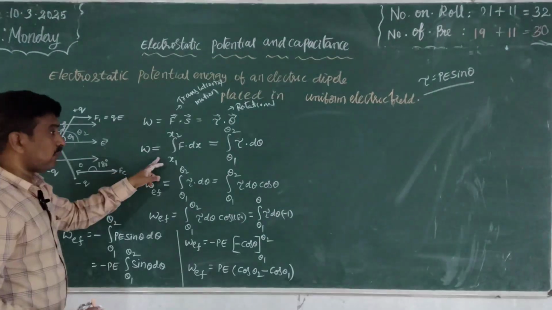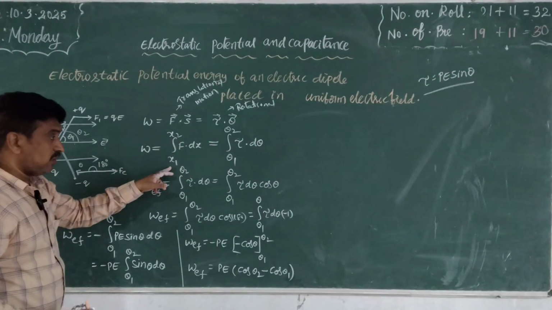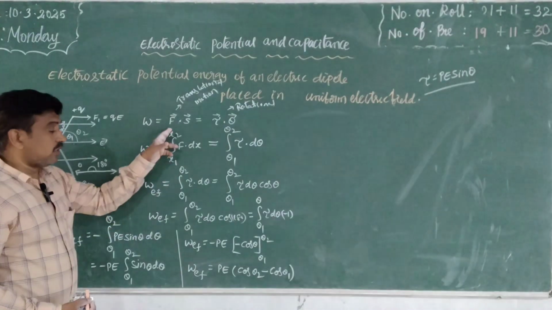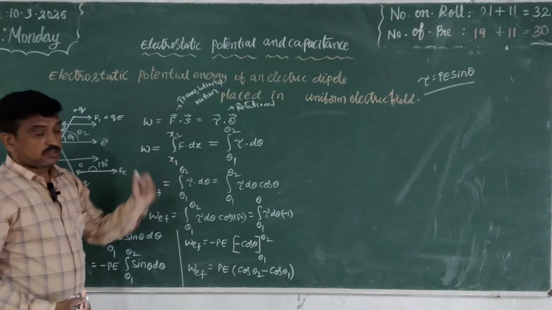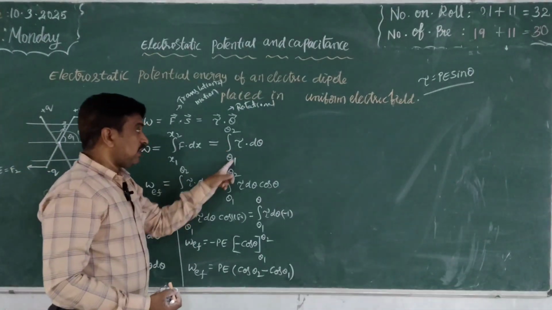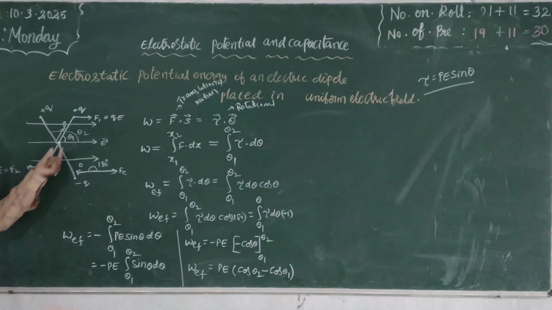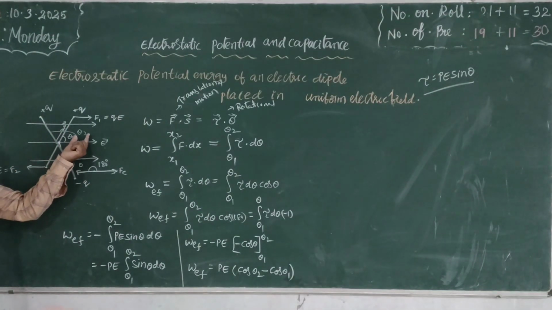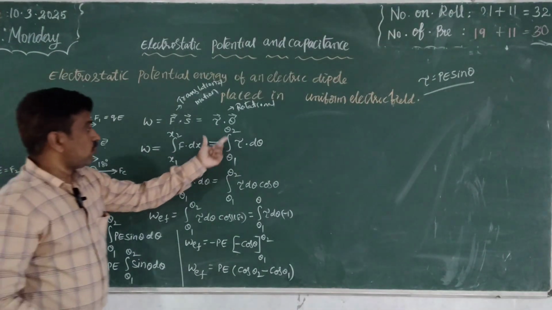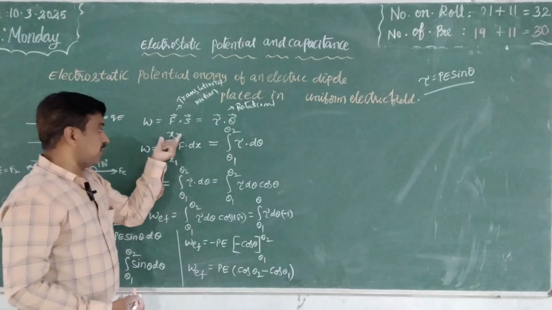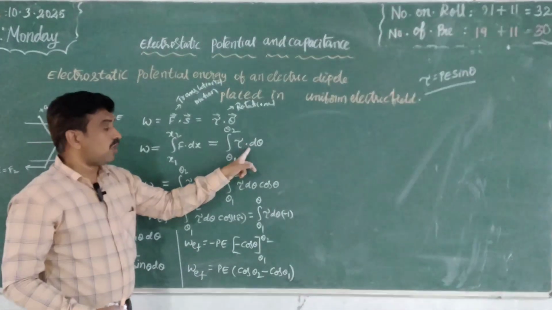In translational motion, the formula for work done by a variable force is the integral from x1 to x2 of F dot dx, where x1 to x2 is the displacement. In rotational motion, when the object rotates, the angle goes from theta 1 to theta 2, the angular displacement. So instead of linear displacement we use angular displacement: the integral from theta 1 to theta 2 of tau dot d theta.